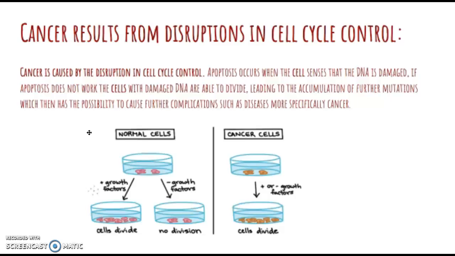The diagram shows that in normal cells, if there are positive factors the cell divides, but if there are negative growth factors, there's no cell division. But this is opposite from that of a cancer cell, because in a cancer cell, whether there are positive or negative growth factors, the cells still divide, which is why mutations can occur and further health issues can result from these complications.